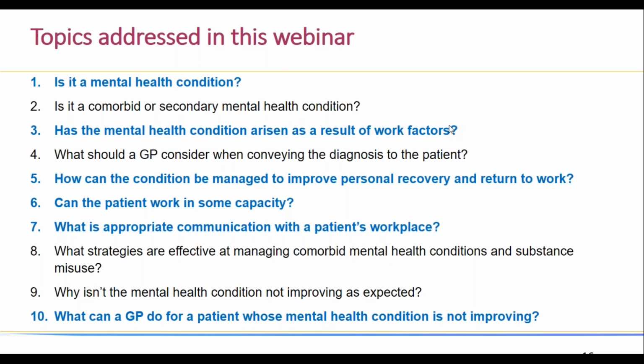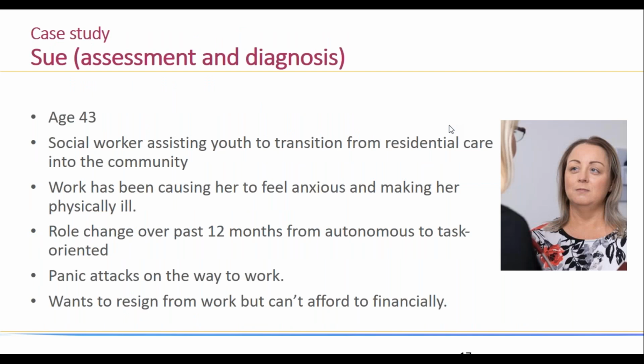So for the purpose of my presentation today, I'm going to focus on the topics that we think are most likely to influence current practice. Next slide, please. So let's put the guideline to work through a case study.